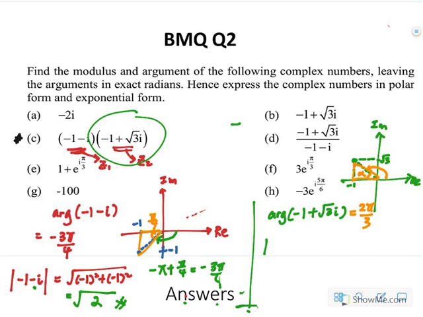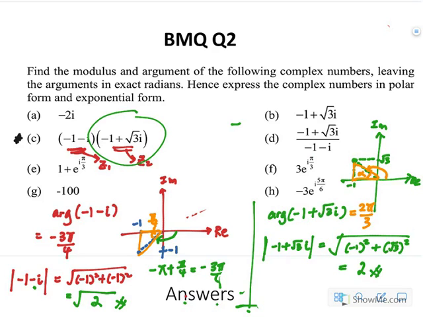Very quickly, the modulus. What about the modulus of -1 plus square root 3i? This would be the square root of -1 squared plus square root 3 squared. So it's 1 plus 3, so you get square root 4, which is 2.